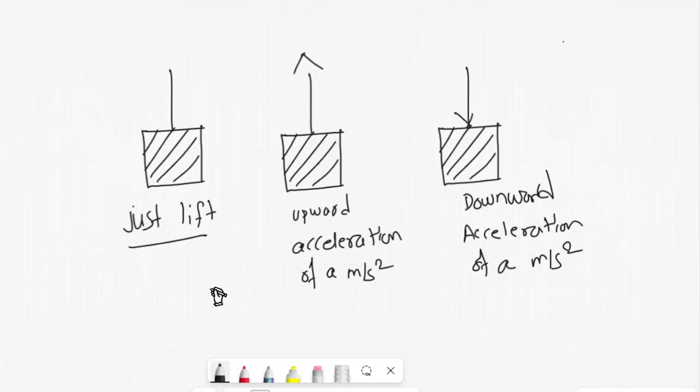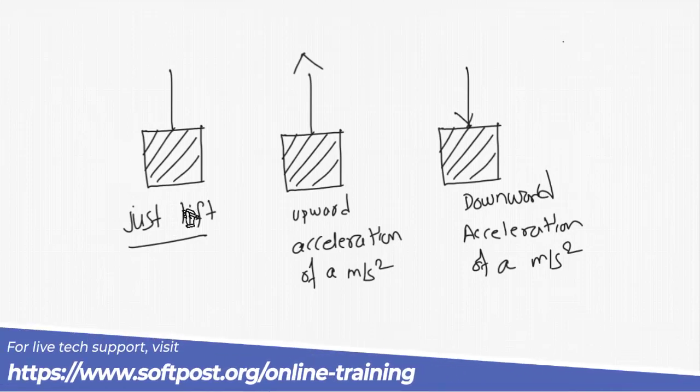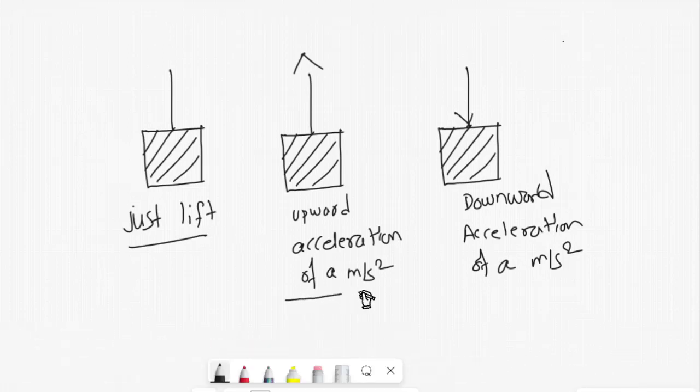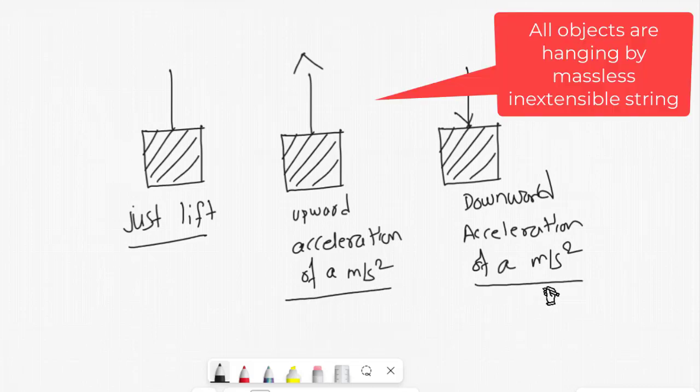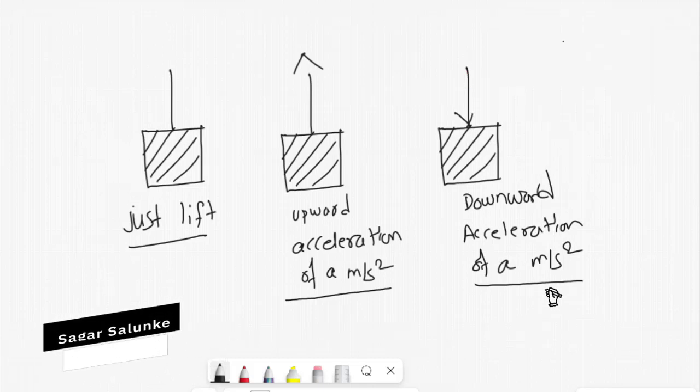So friends, in this video I will explain three scenarios, and for those three scenarios how much force is necessary. In the first example, we will see how much force is needed to lift the object of mass m. In the second scenario, we will see how much force is needed to move this object in upward direction with acceleration a meter per second square. And in the final scenario, how much force is necessary to decelerate this object in downward direction with deceleration of a meter per second square.